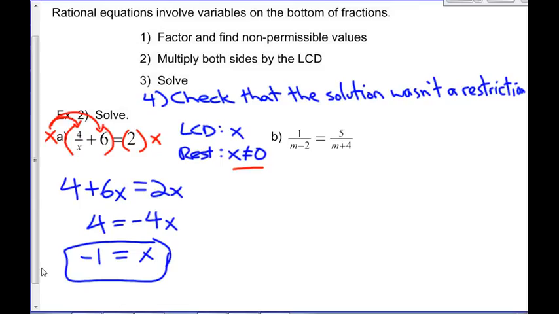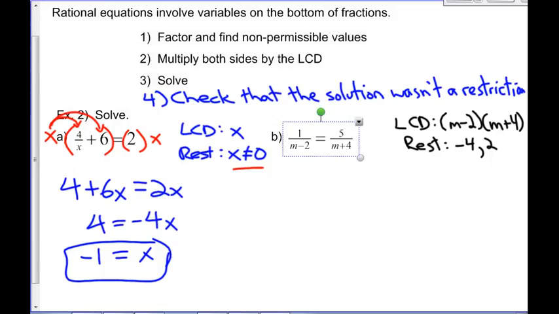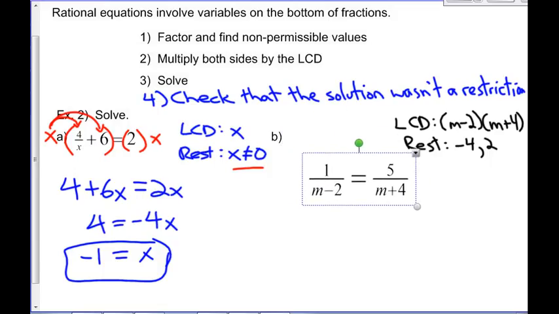The next one, we've got denominators of m minus 2 and m plus 4. So the LCD here is just going to be m minus 2 times m plus 4. And then we have restrictions of negative 4 and 2. Now, some people call the technique in this cross-multiplying, but I like the idea that we're doing the same thing to both sides. And the idea of cross-multiplying only works if you have two terms. If we had something else happening on one side, then we'd have trouble.